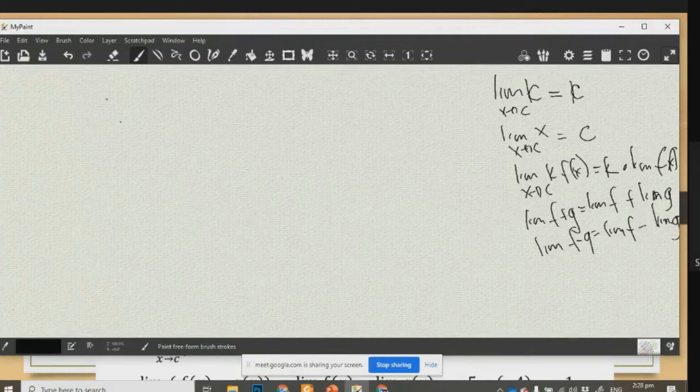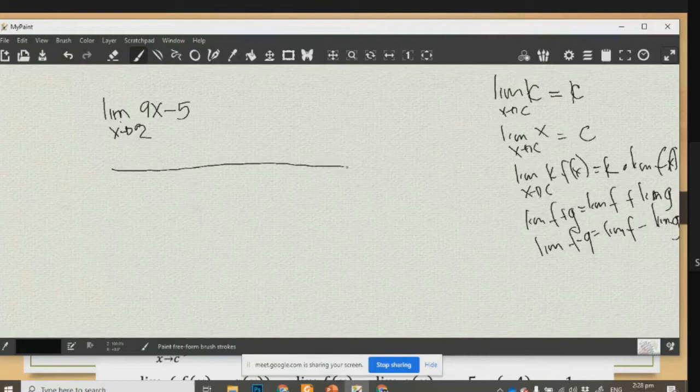Halimbawa, limit of 9x minus 5 as x approaches 2. So, i-apply natin yung mga limit theorems o yung laws. Medyo mabagal ako magsulat sa aking tablet. Statement.